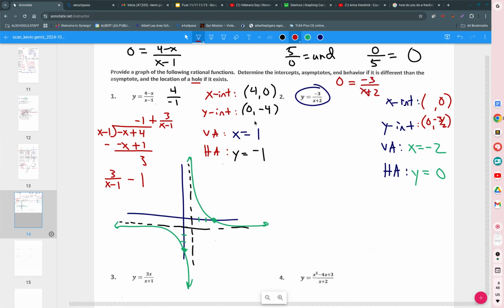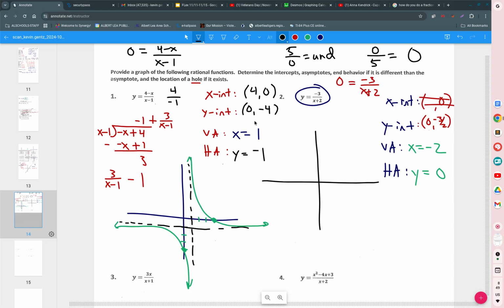are we looking for where the top is equal to 0 or the bottom? The top. Is -3 ever equal to 0? No. So does this ever cross the x-axis? No, it does not. And that will make sense by our graph. Let's sketch the graph.